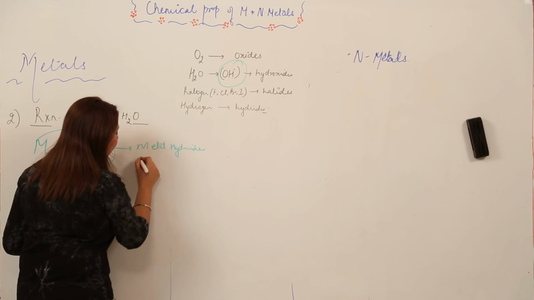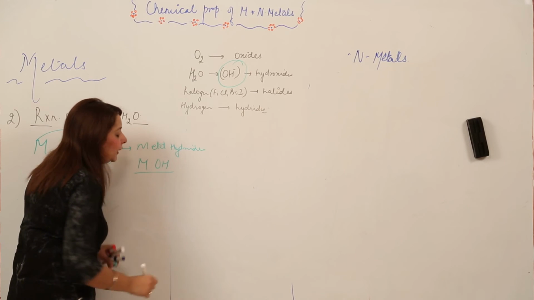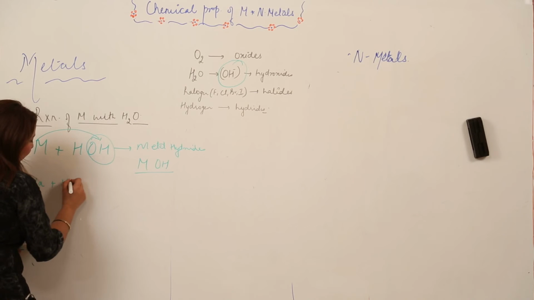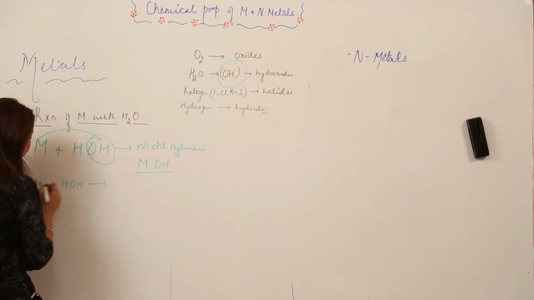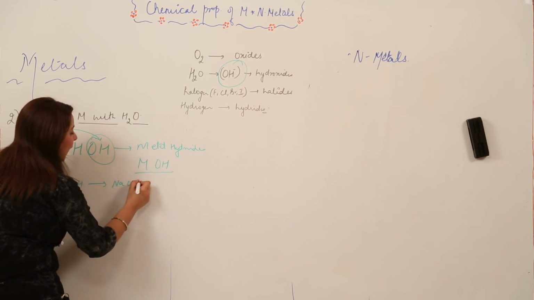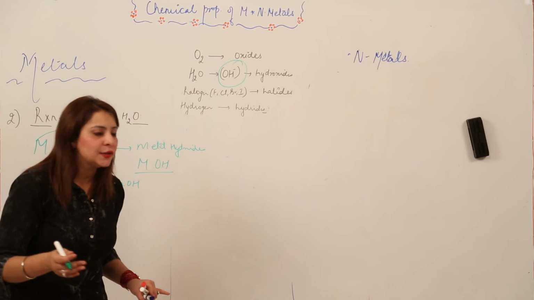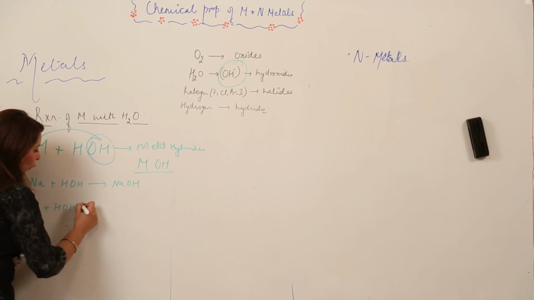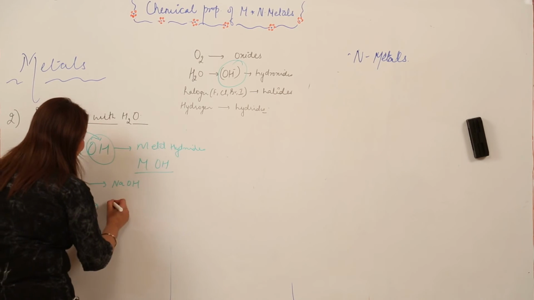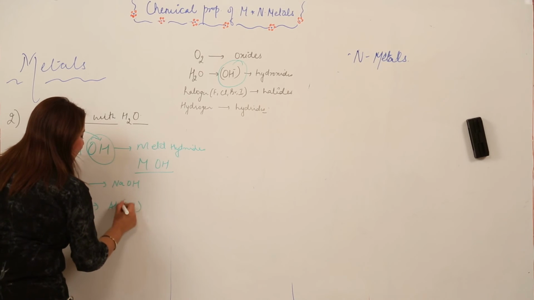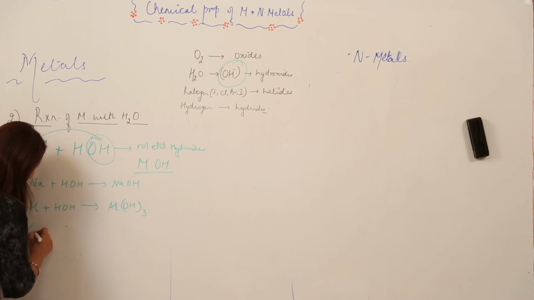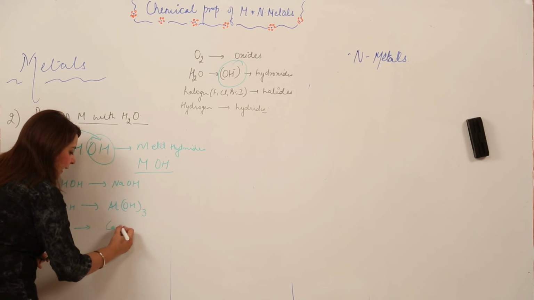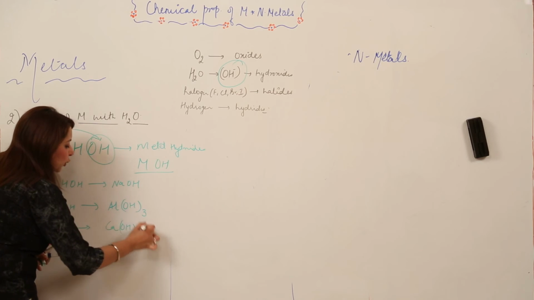Right. In a similar way, the formula can be anything, like I am stating with an example. Suppose I have Na. When I react Na with water, what do I get? I get the hydroxide with formula NaOH. And if I react aluminium with water, what do I get? Aluminium hydroxide, but with formula Al(OH)3. And when I react calcium with water, what do I get? Calcium hydroxide, but with formula Ca(OH)2.